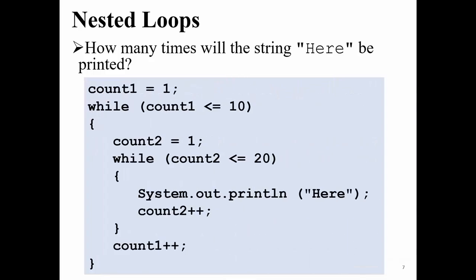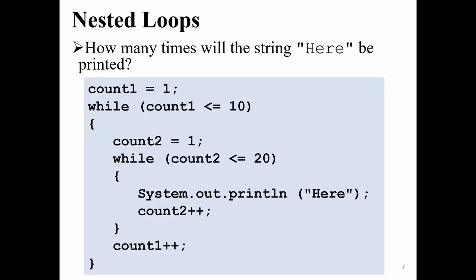Now, this is an example where we have two while loops nested inside each other. As you can see in this example, we initialize count1 to be equal to 1. Then we check the condition that count1 is less than 10. And inside that, we have another while loop where we initialize count2 to 1, and then we check that count2 is less than or equal to 20. We're going to print a message to the screen.